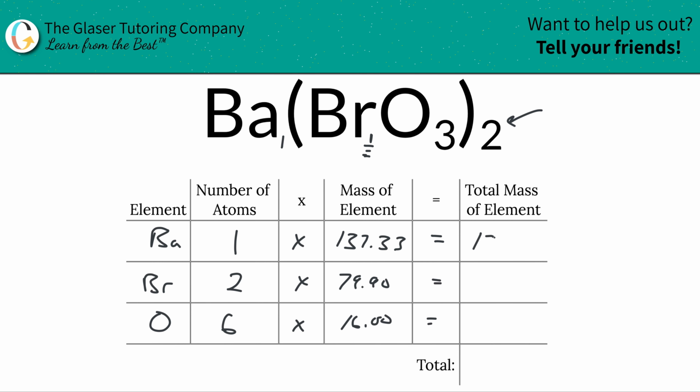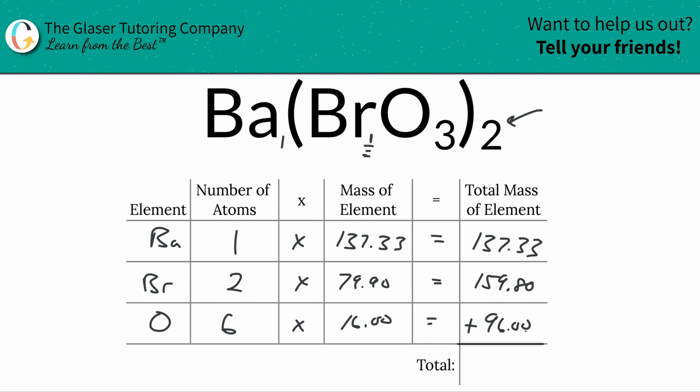So the total mass of barium in that compound is going to be 1 times 137.33, right? The B's, they get confusing after a while. Then for bromine, we're simply going to take 79.9 and multiply by 2 because we have 2 bromines. Right, so that works out to be a total of about 159.80. And then 6 oxygens, each oxygen is 16, so simply multiply that across. That's going to be about 96 for oxygen.